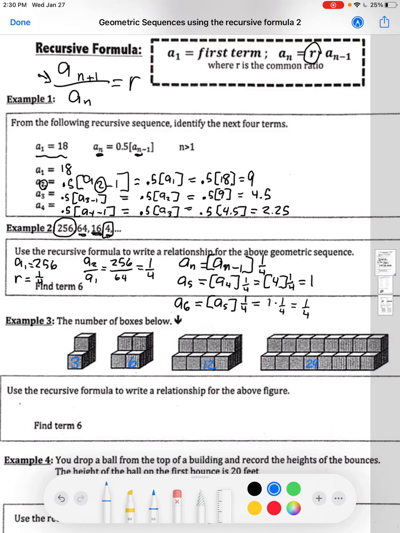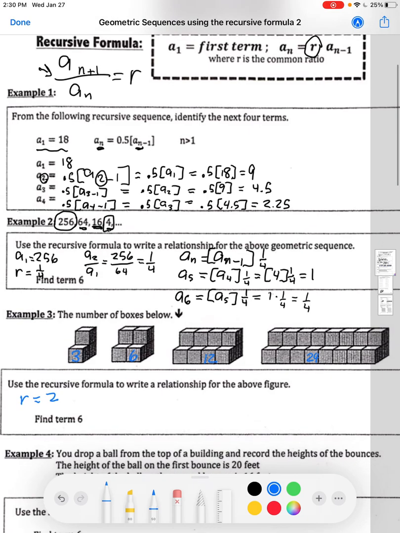The math way to say doubling is times 2. So in this case, our R is 2. And our A1, where we started, is 3. If we had to write that as a formula, we would get A of n is equal to A of n minus 1 times 3.